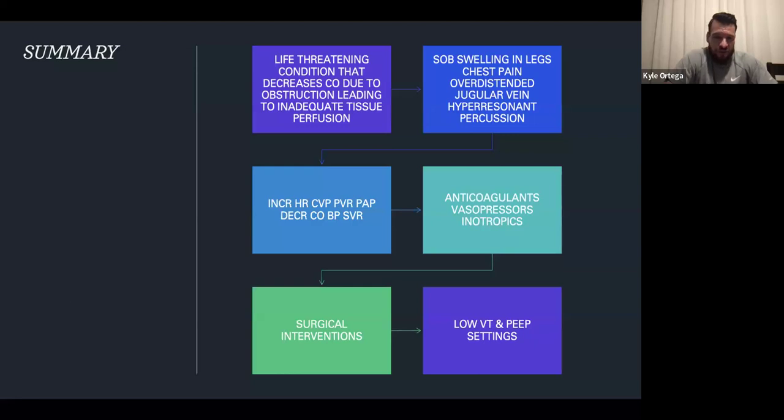Treatments include anticoagulants, vasopressors, and inotropics. And then, like I said before, some surgical interventions may be needed, whether it's draining fluid around the heart or removing the blood clots that can be life-threatening. Mechanical ventilation wise, low tidal volumes and low PEEP settings. That pretty much wraps up hemodynamics and circulatory shock.